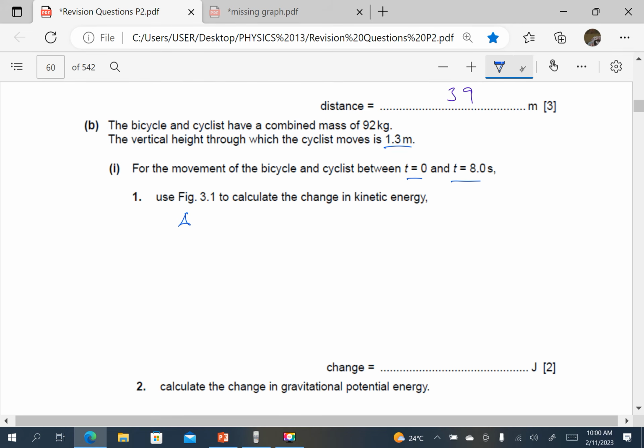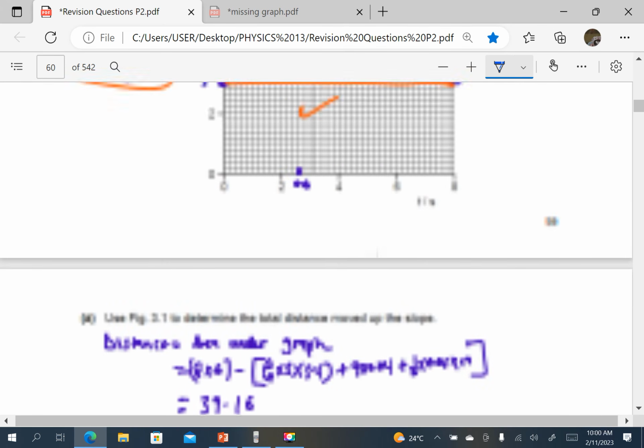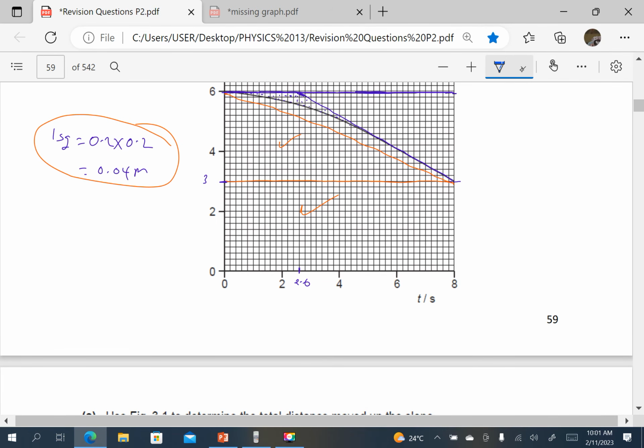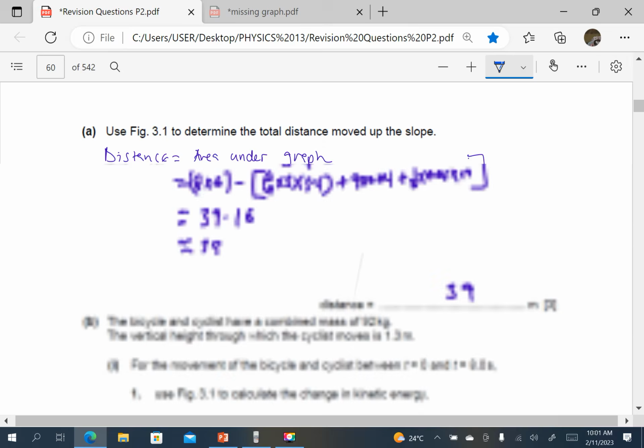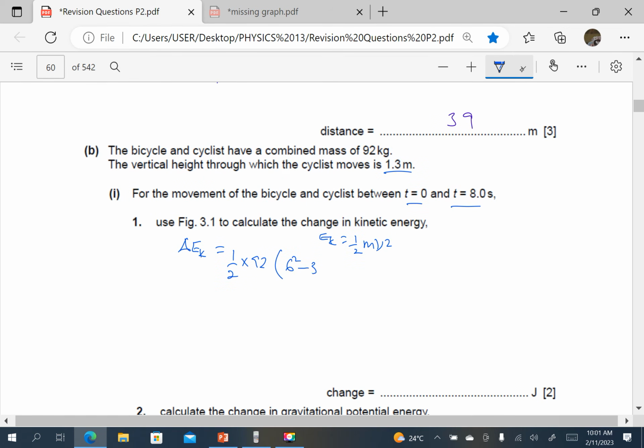So we know that the change in kinetic energy is going to be equal to, since kinetic energy is a half mv squared, a half times the mass, which is 92. Then there should be a change in velocity. At t equals 0, the velocity is 6, and that will be 6 squared, and at t equals 8, the velocity is 3 from the graph. So that would be minus 3 squared.